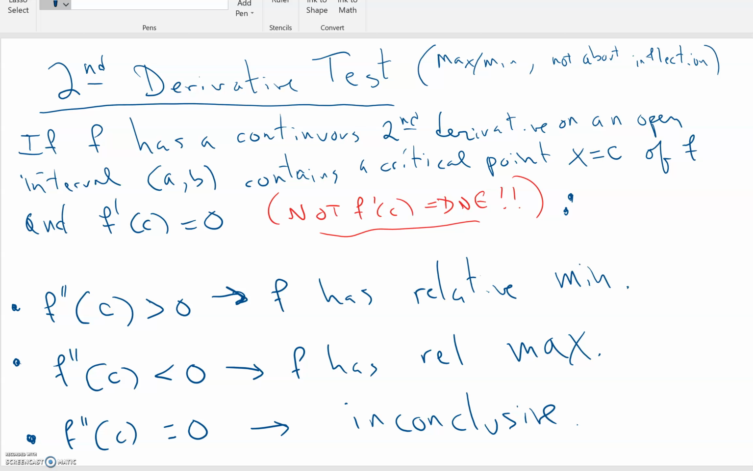So we get a critical point, and then we put that critical point into the second derivative and evaluate it, and that tells us something about the original function. Okay, so now we need to talk about how to use all these things, and we will do that in the next video or lecture.